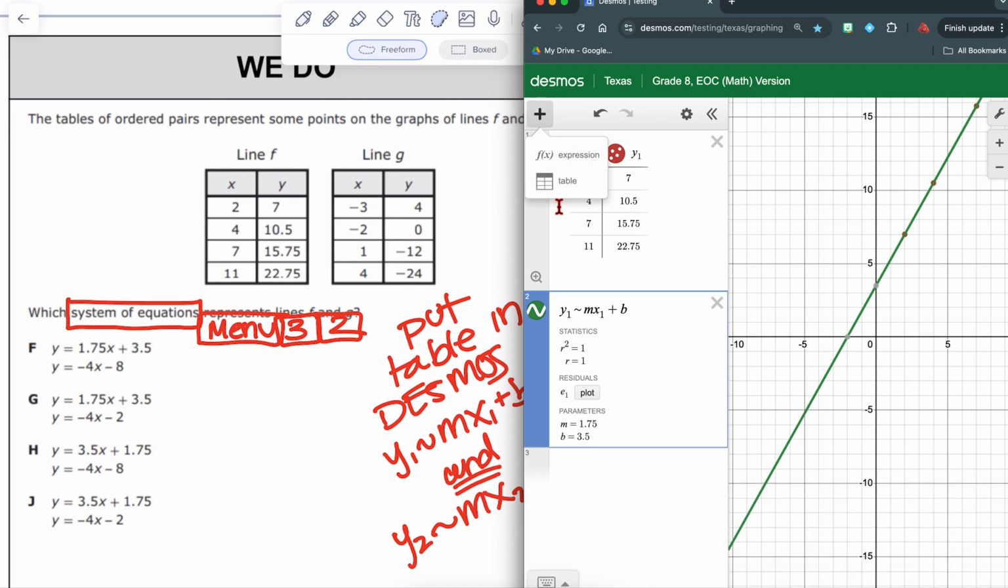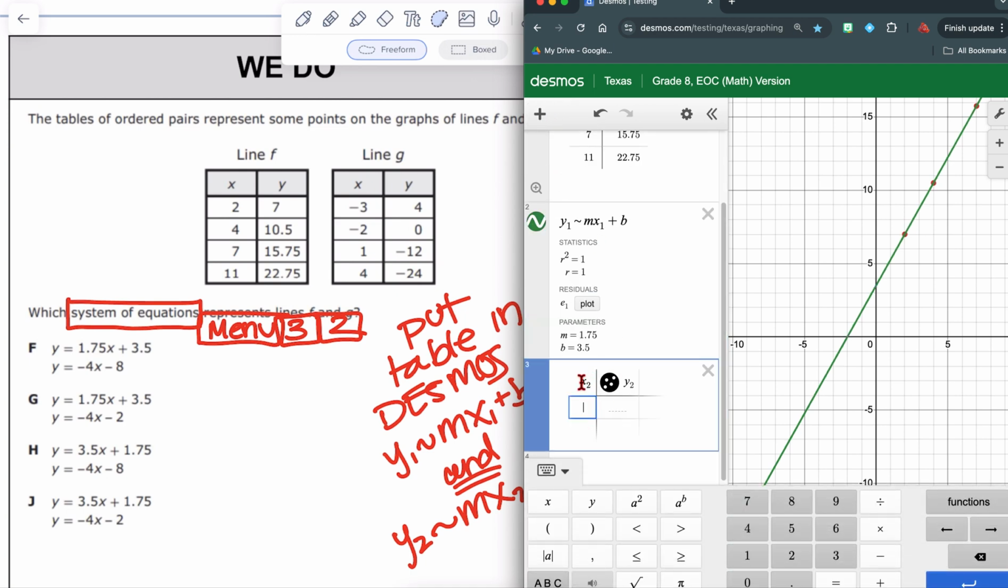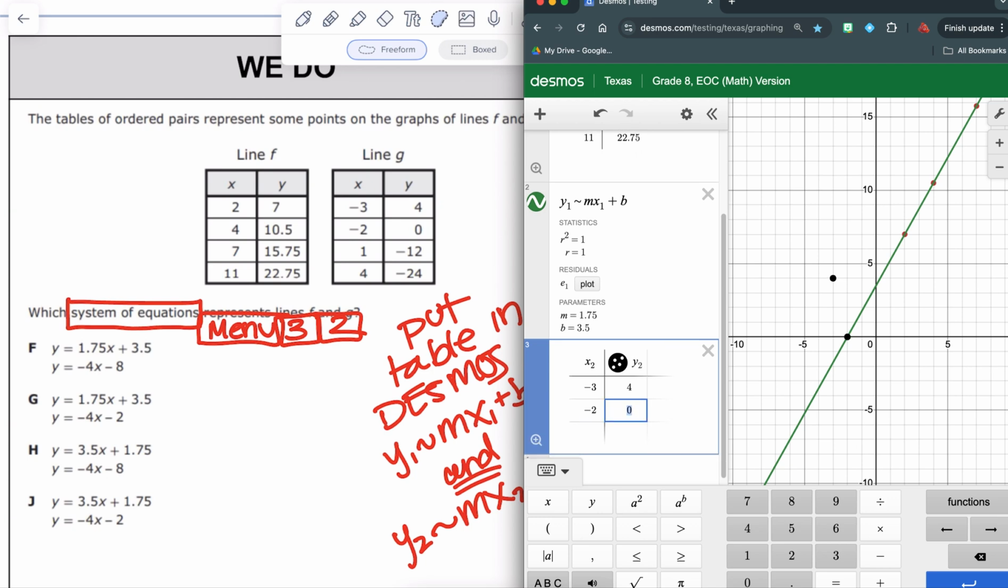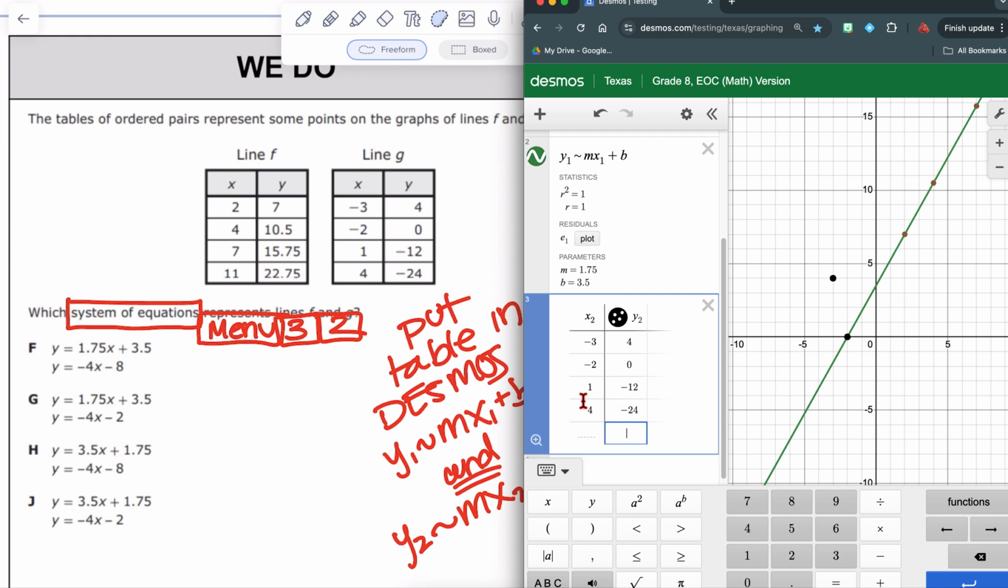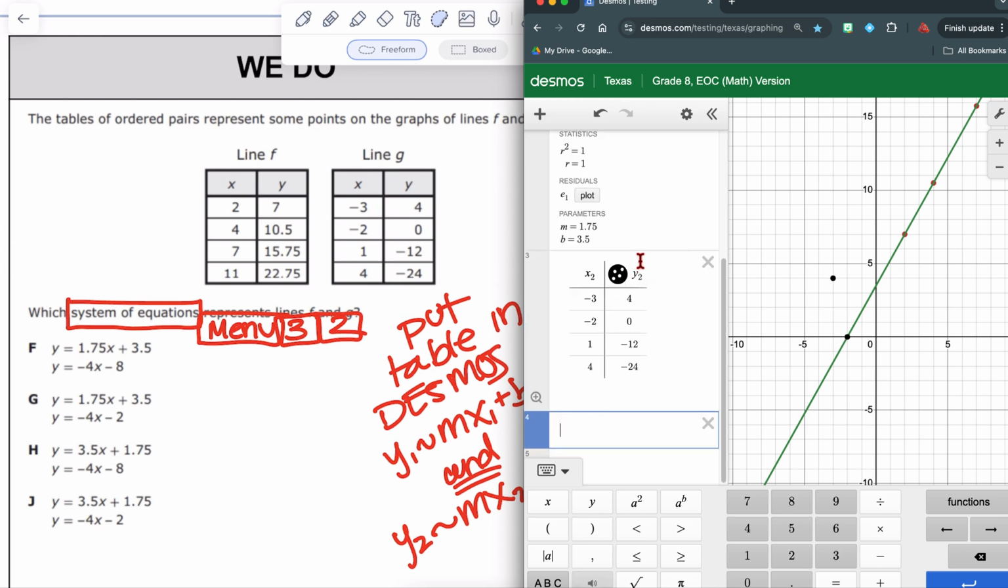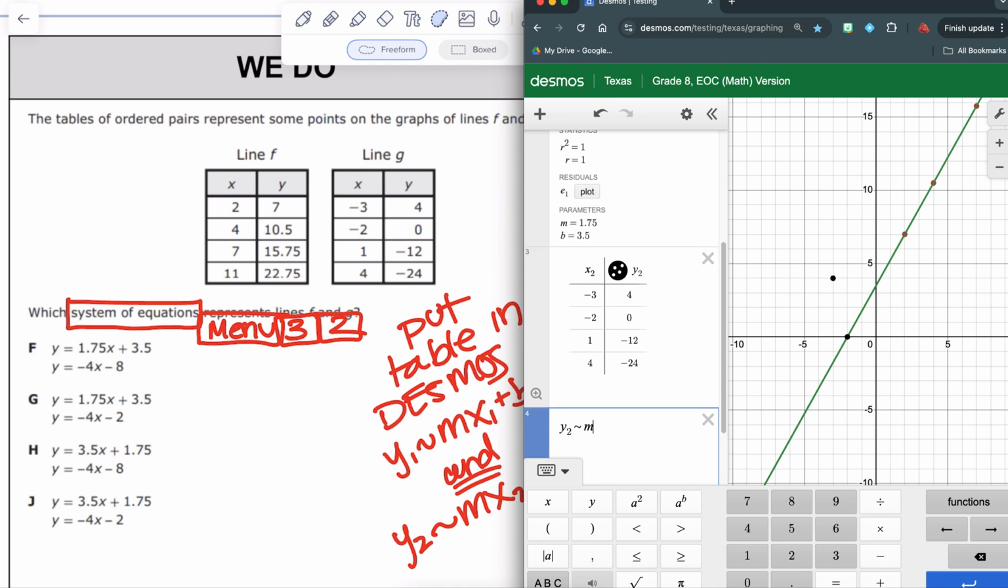I'm going to press plus table again and see how it changes to x2 and y2. This is where we're going to change our equation later. But we have negative 3, 4, negative 2, 0, oops, 1, negative 12, 4, negative 24. And now instead of y1, I'm going to use y2. Squiggly line mx, instead of 1, I'm using 2 plus b.